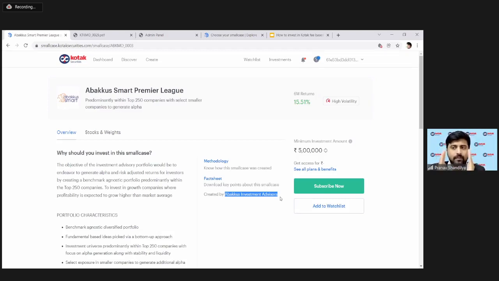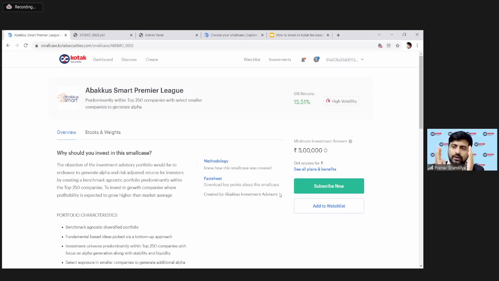And on a rebalance date, whoever is the research analyst maintaining this particular basket, for this basket it is Abacus Investment Advisors, for another basket it could be Kotak Research Team and so on, they are going to remove the unhealthy stocks and add in more healthy stocks for the portfolio to stay healthy and continue.